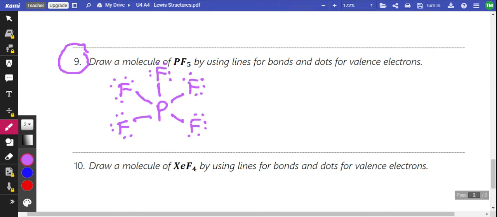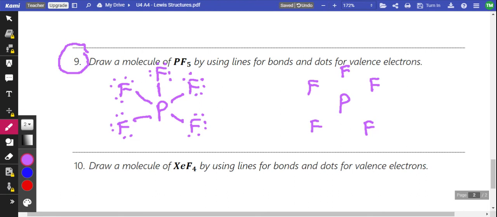I have the steps linked in a separate PDF, but in short, this is what we're going to do. First off, we are going to put the least electronegative atom in the center, just like usual, with the other atoms evenly spaced around it. So that much hasn't changed. It's fluorine, fluorine, fluorine, fluorine, fluorine.